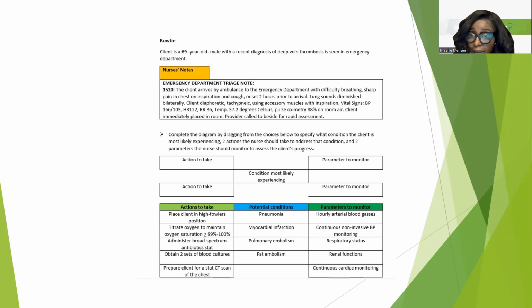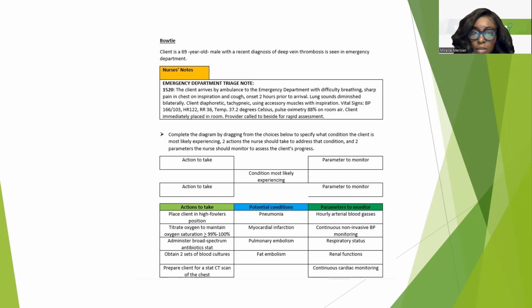And then based on that, what am I going to monitor? Am I going to do hourly ABGs? Continuous non-invasive blood pressure monitoring? Respiratory status? Renal functions? Continuous cardiac monitoring? And remember, your parameters to monitor have to match what you picked. So, PE.